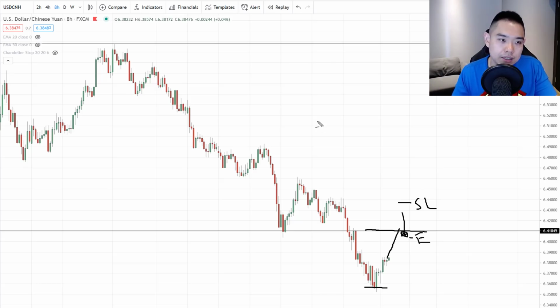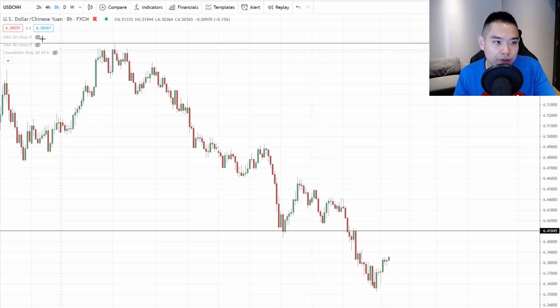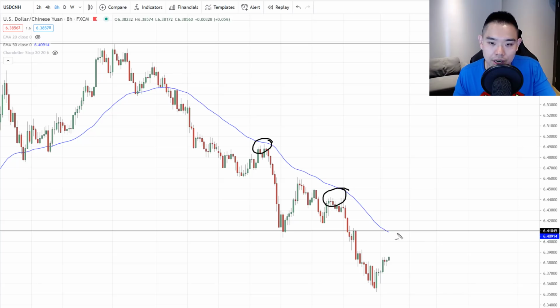Another thing to add is that if you look at this market and overlay the 50 period moving average, you can see it came into this moving average and bounced off once, almost a second time here, and here is just in time for a possible third time at this previous support, which could become resistance. So there are multiple confluence factors coming in around the 6.41 level for dollar against the Chinese yuan.